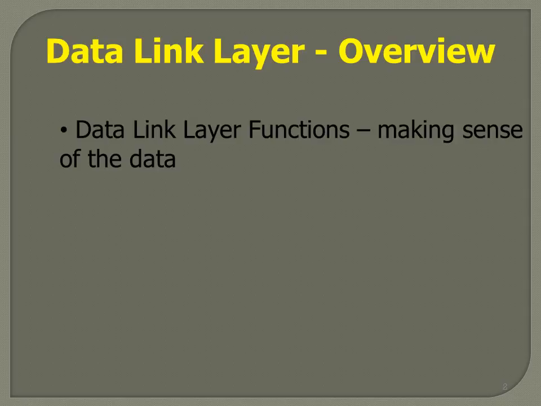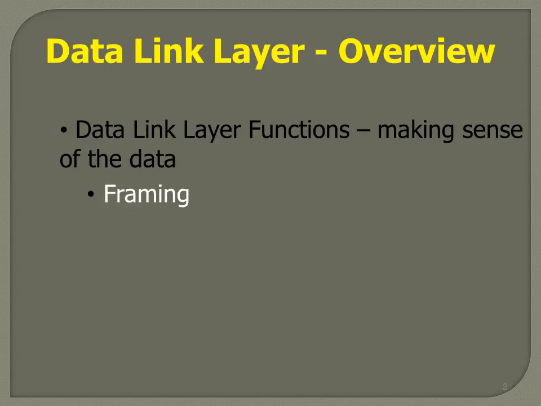Now what is the goal first of all of the data link layer? The goal of the data link layer is to make sense of the data. That is, you have a set of raw bits coming out of the physical layer, and to make sense of these bits that are coming out of the physical layer is something which has to be done by the data link layer. Now in order to do that, there are four functions that we normally talk about as being done by the data link layer.